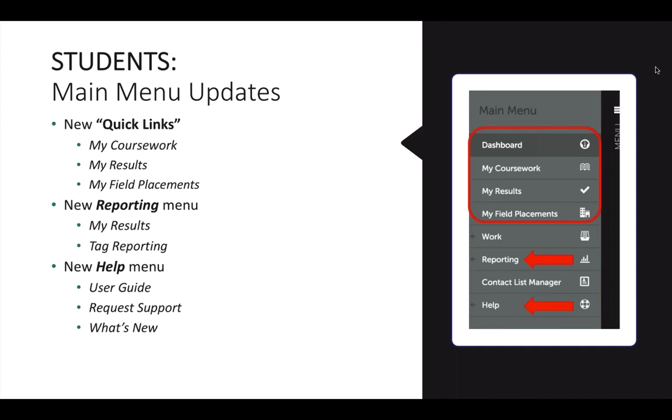For students, the new quick links include access to their My Coursework, My Results, and My Field Placement screens, as these are the features used most often by students. Within the new reporting menu, students will have access to their My Results screen and the tag reporting tool if your institution uses this feature. The help menu allows students to access the user guide, request support from our support team, and review the recently added or enhanced features.